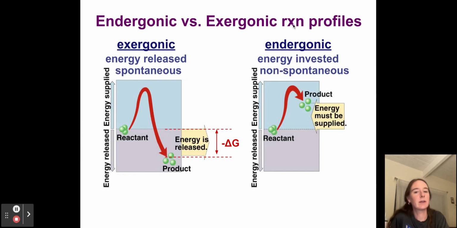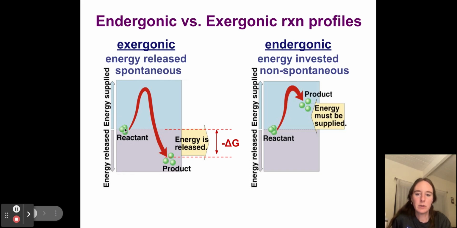So again, here are some more graphs to help us think about it. Endergonic versus exergonic graphs. In exergonic reactions, energy is released. Notice the reactant here. Here's our organized molecule. We start out at a baseline level of energy, so this is the energy of the reactant. As the chemical reaction goes along the x-axis, time, we're looking at the y-axis, how much energy is supplied or how much energy is released. So increasing energy versus release of energy.